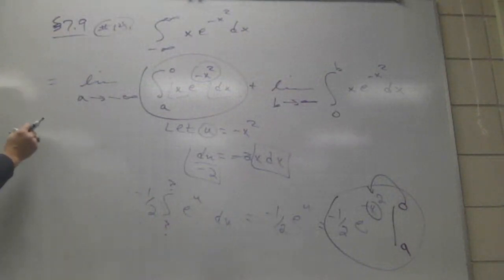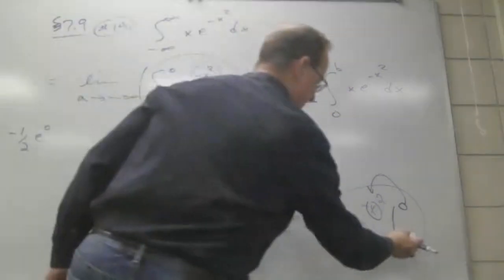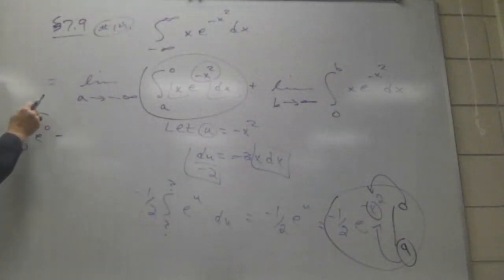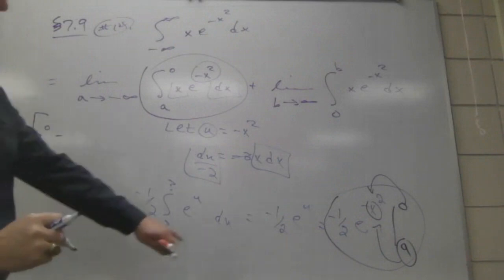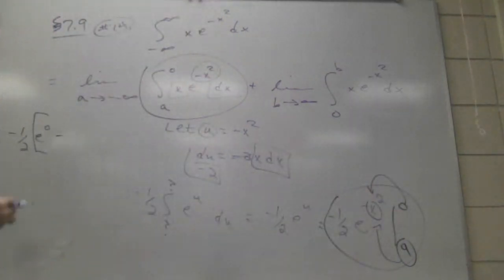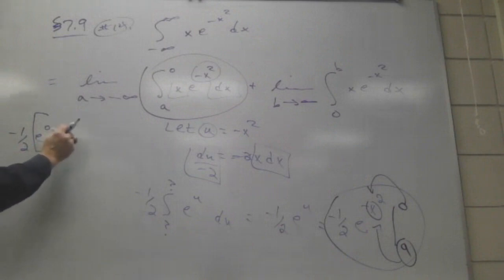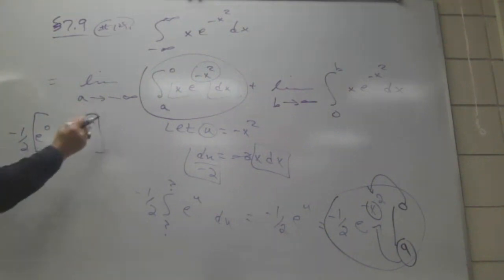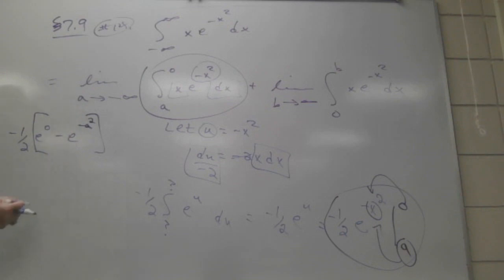And so it's -1/2 e to the 0 power, which is just 1, right? And then minus, I'm going to plug this one in. I'm going to keep that -1/2 out front, and I'm just going to plug it into e to the minus x squared. So it's e to the 0 minus e to the minus a squared power, because I got to square that a, right? I'm good with that. So with this, we know this is -1/2.